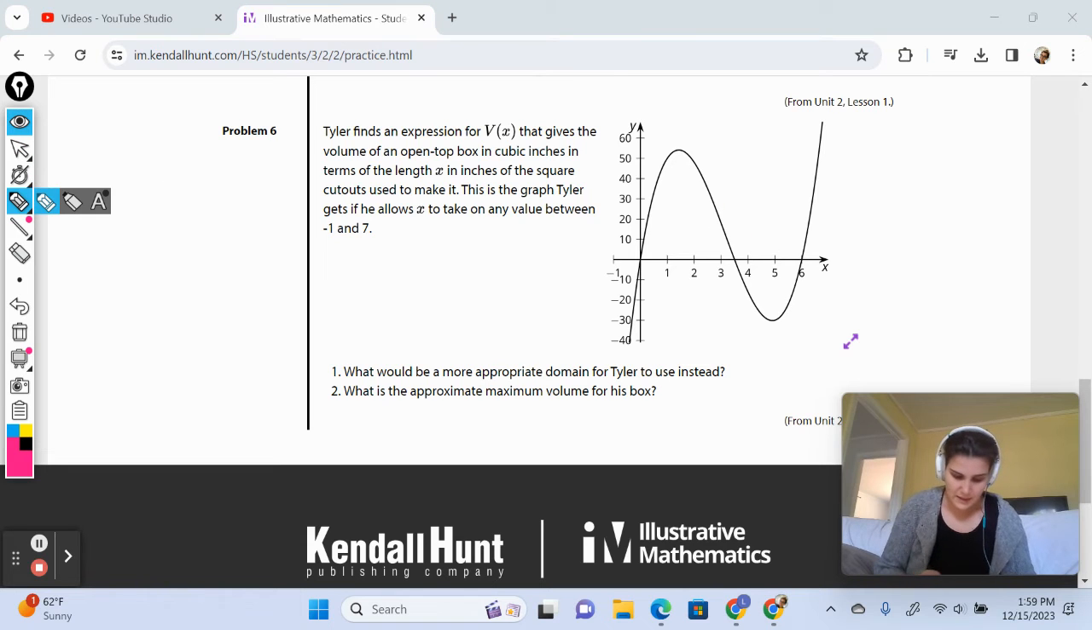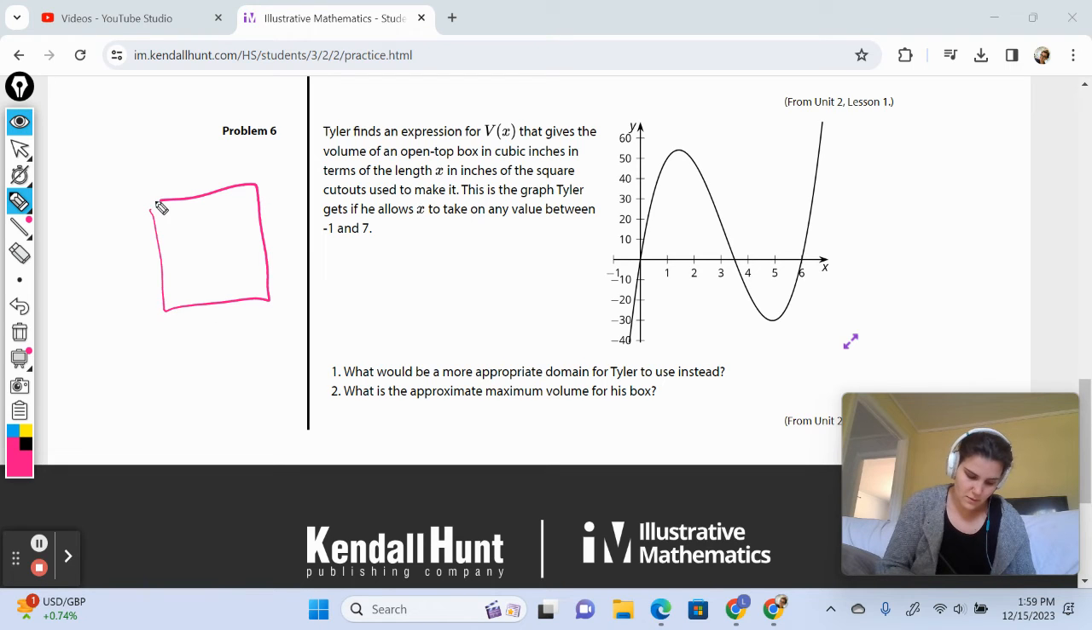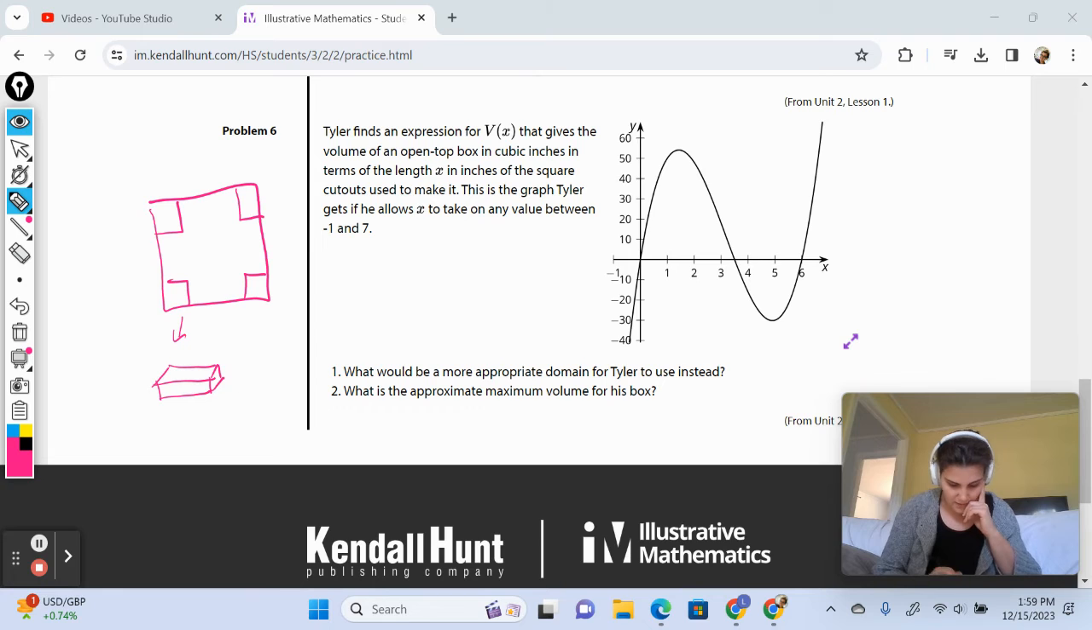Finally, problem number 6. Tyler finds an expression for V of x that gives the volume of an open top box in cubic inches in terms of the length x in inches of the square cutouts used to make it. So we're going to have cutouts like this, and we're going to fold it up, and it's going to turn into a box. This is the graph that Tyler gets if he allows x to take on any value between -1 and 7. So this is going to turn into a box that looks kind of like this, and it's open top. What would be a more appropriate domain for Tyler to use instead?